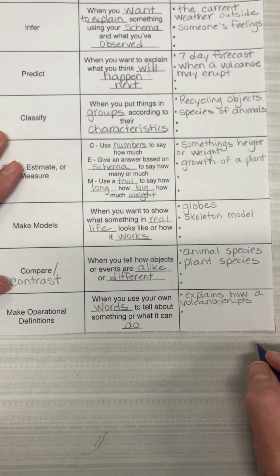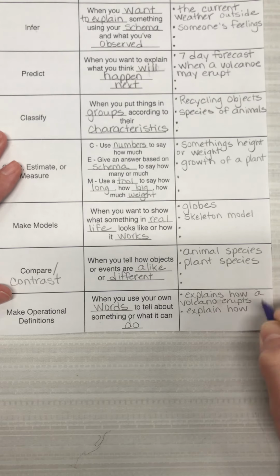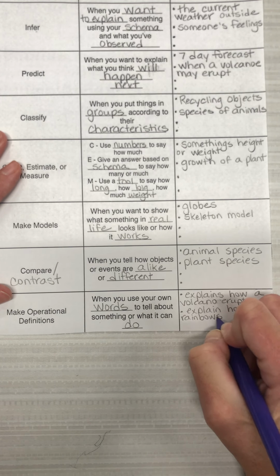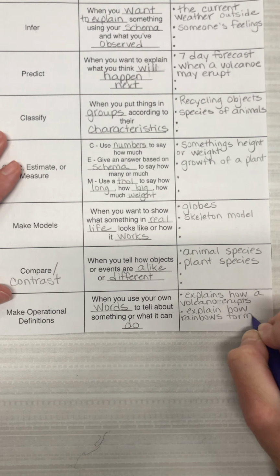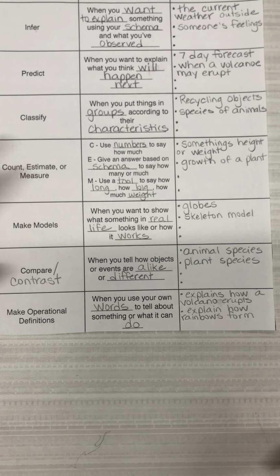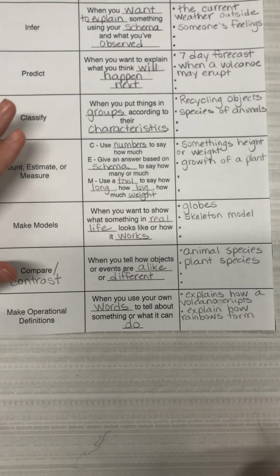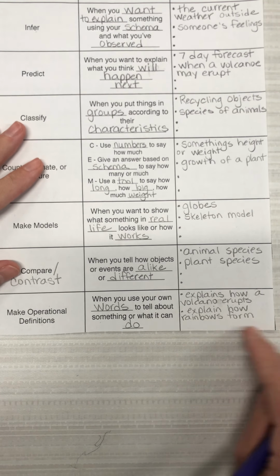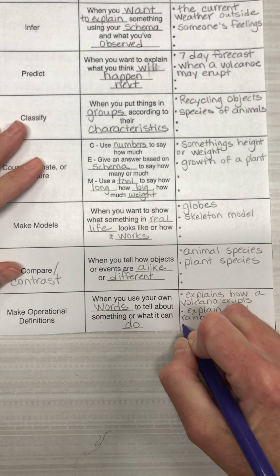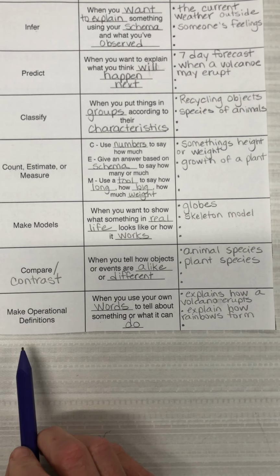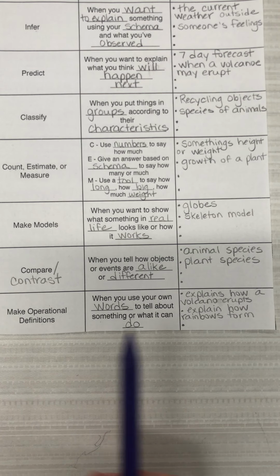Or how about explaining how rainbows form? That would be an example of an operational definition. It's when a scientist uses their own words to tell about something. All right, since we kind of had to cut this box off, you just have to think of one more thing that a scientist might make operational definitions for.